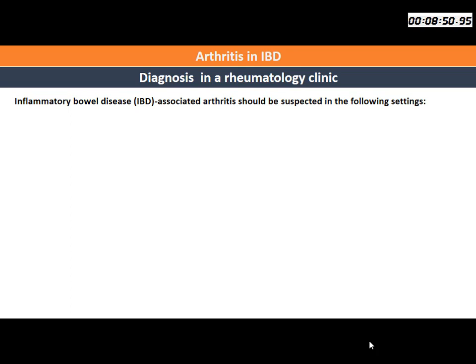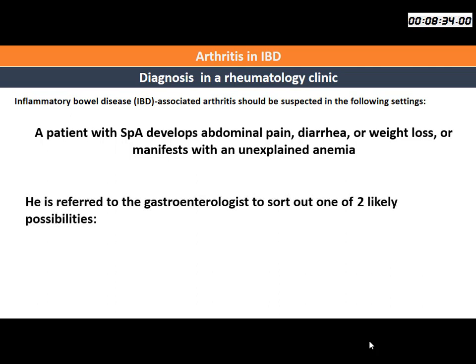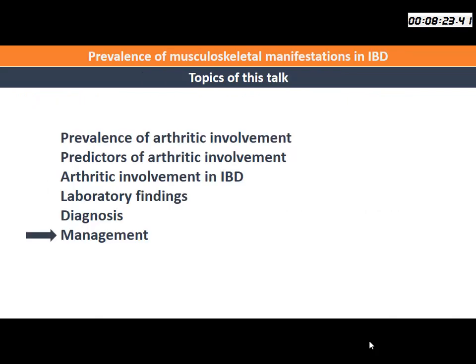Now, the other way around, how about us rheumatologists? In a rheumatology clinic, IBD will be suspected if a patient with spondyloarthritis develops abdominal pain, diarrhea, or weight loss, or manifests with an unexplained anemia. I need to refer him to the gastroenterologist for one of two possibilities: either IBD or GI blood loss secondary to our medications, the NSAIDs especially.